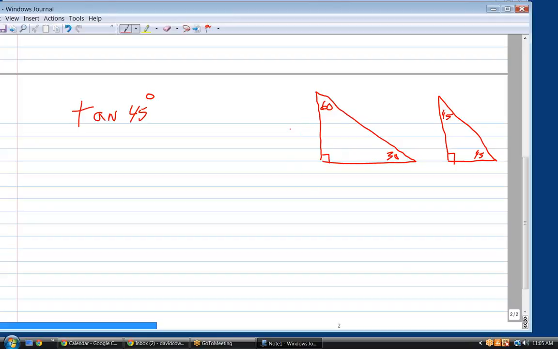What's the dimension opposite the 30? Opposite the 30 is it 1? What's opposite the 60? The square root of 3. And the hypotenuse? Is 2. Opposite the 45? 1.